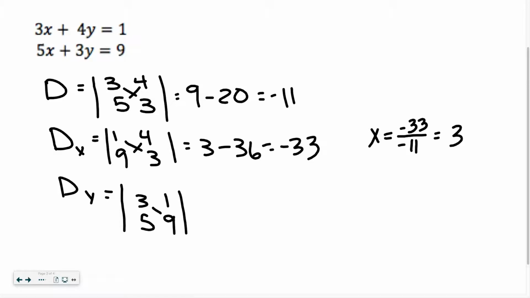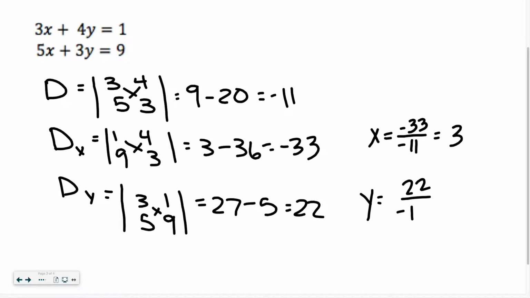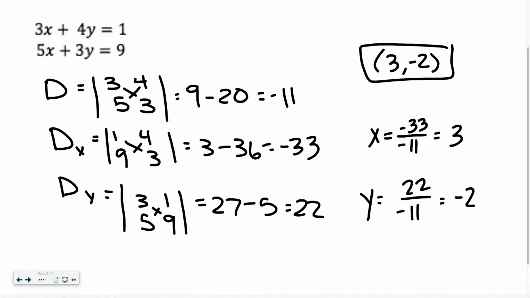And what do I get? 27 minus 5. So 22. And y is the determinant with the y column replaced divided by the original determinant of the coefficient matrix, so negative 2. Because this is a linear system, the answer should look like an ordered pair or an ordered triple. It's a point of intersection. So I would say 3, negative 2. Okay, not too bad, right?